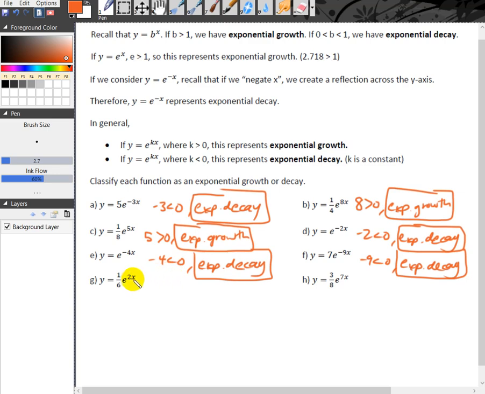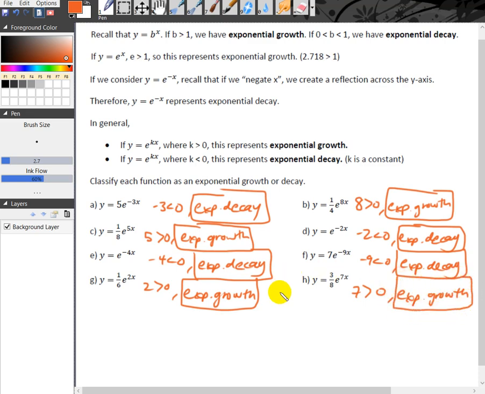Now we have a positive number. 2 is greater than 0. This is going to represent exponential growth. And the last one here, 7 is greater than 0. So that's going to represent exponential growth. That's basically all I'm asking for those particular problems.